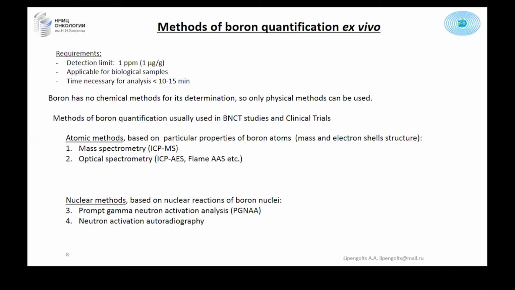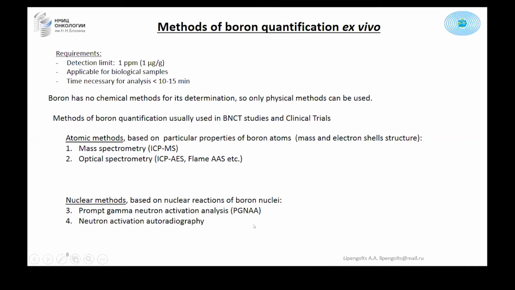Boron has no chemical methods for its identification, so only its physical properties are used to detect and quantify boron. And methods which are used in current and past clinical trials are based on atomic properties of the boron atoms, mostly its mass and electron shell structure. These are mass spectrometry and optical spectrometry, and nuclear methods based on nuclear reactions which occur with boron nuclei. That is prompt gamma neutron activation analysis and neutron activation autoradiography.